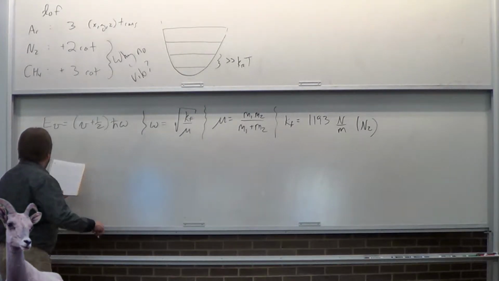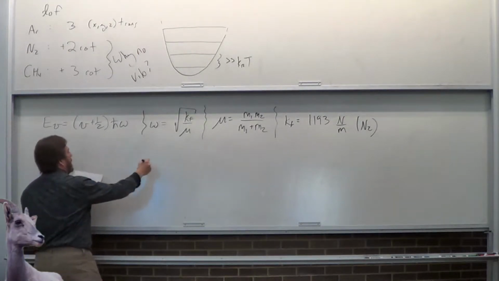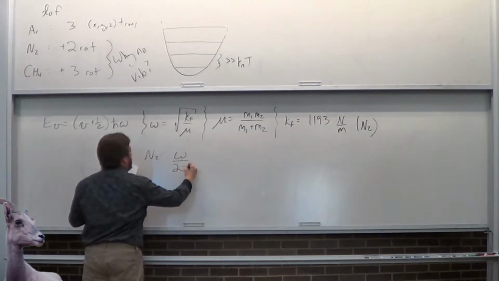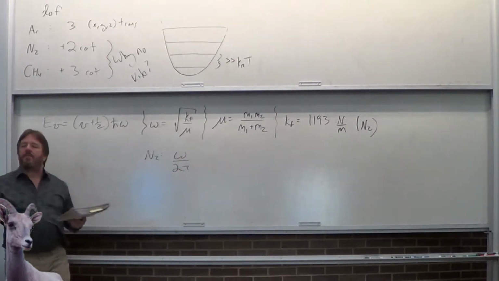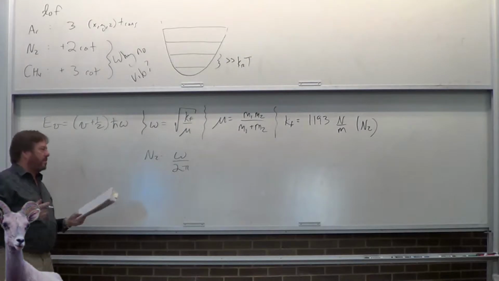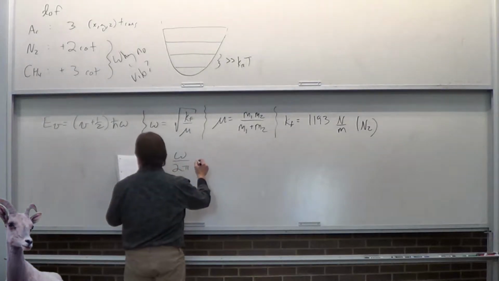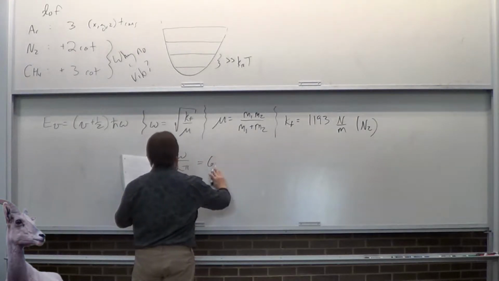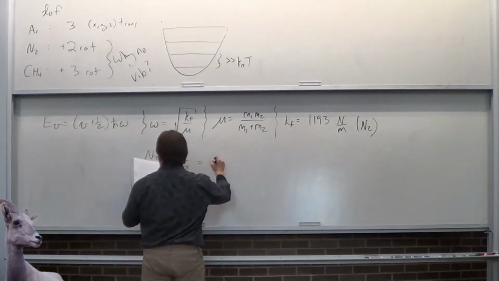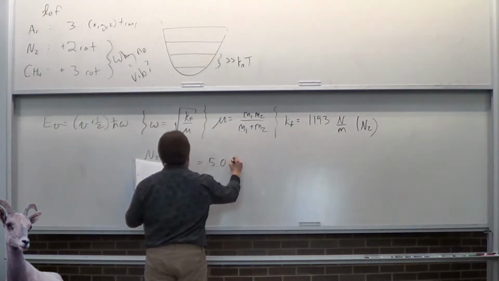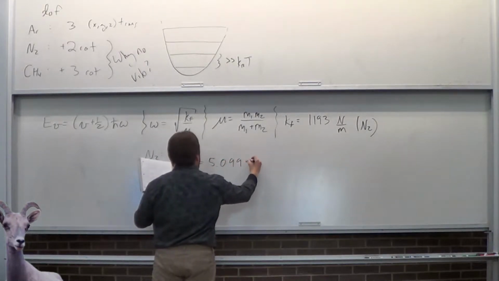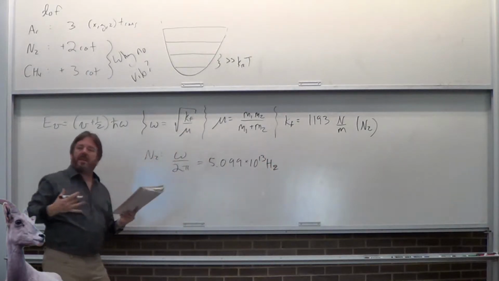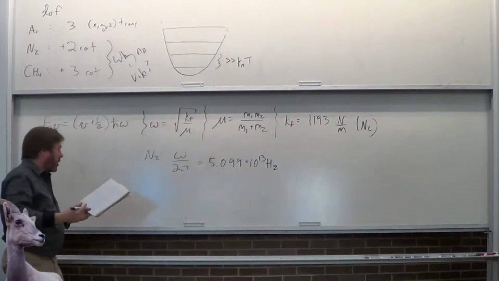Okay, and then I wanted to make sure this made sense, so then I calculated for N2. The spectroscopic observable isn't the frequency, it's the angular frequency. That's what you observe in an experiment. So I put all that together, and I found that this was 5.099 times 10 to the 13 hertz. I've got two sets of values here, by the way. Remember, this is a frequency, so that's a 1 over second, and that 1 over a second is a hertz.